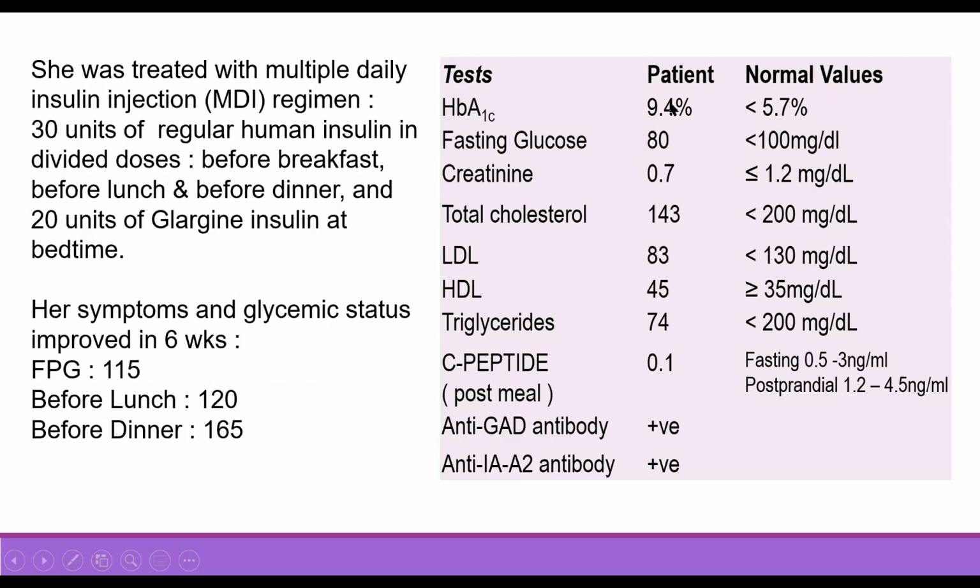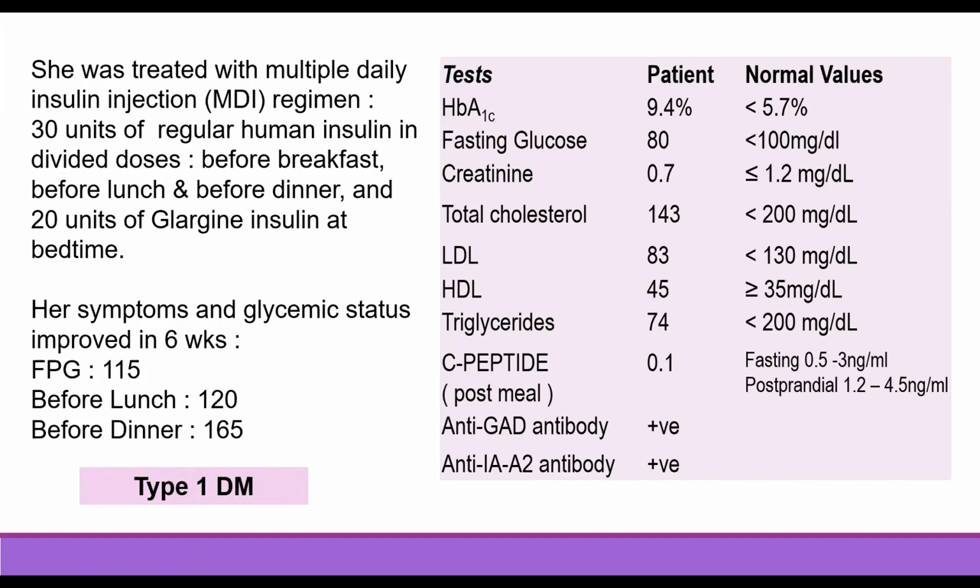The A1c is now 9.4 and the sugar level has improved a lot, and we asked the patient to undergo C-peptide, anti-GAD and anti-IA2 antibody testing. C-peptide was very low with anti-GAD and anti-IA2 antibodies positive, indicating we are dealing with type 1 diabetes.